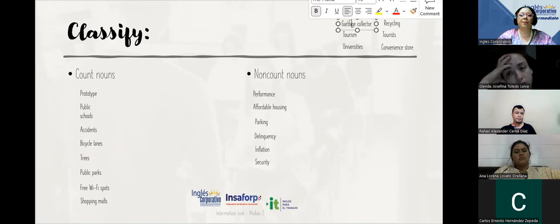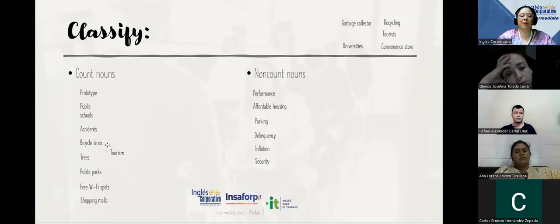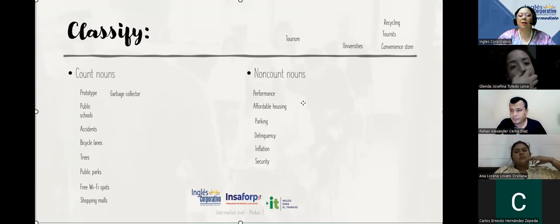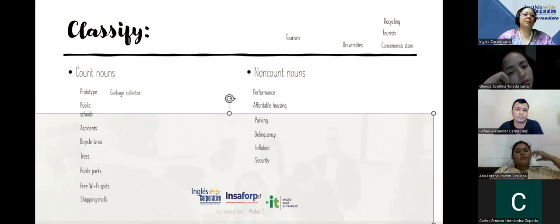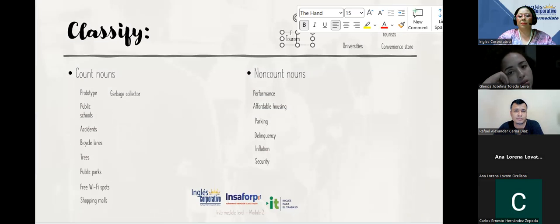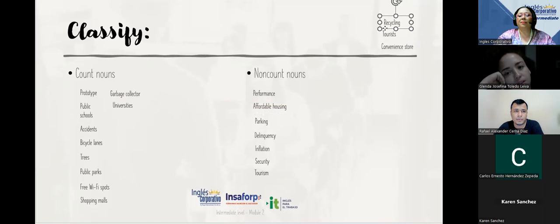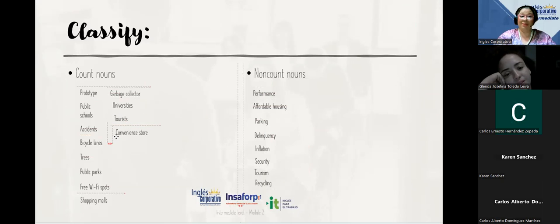Garbage collector? Count. Tourism? No count. Universities. Count. Recycling? No count. Tourists. Count. Convenience store. Count, yes, because we have store in the noun.